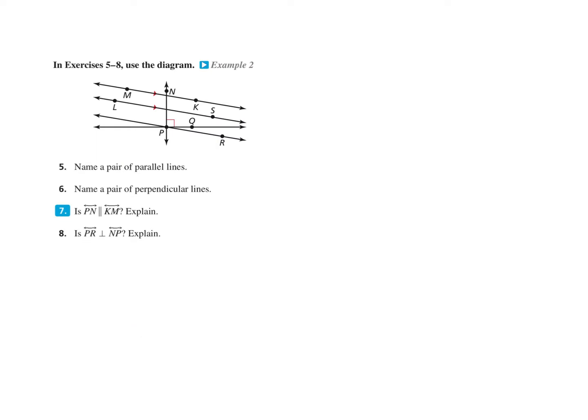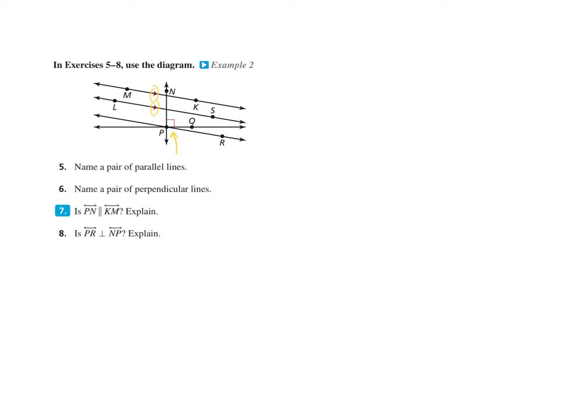It doesn't say anything about these lines. You have to go by what it's saying. So I want to point out a couple things here. These little marks mean that those 2 lines are parallel to each other. And you see a 90-degree mark there. And I think that's all we have there.